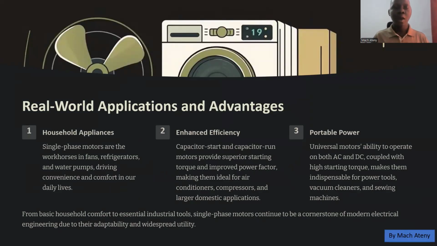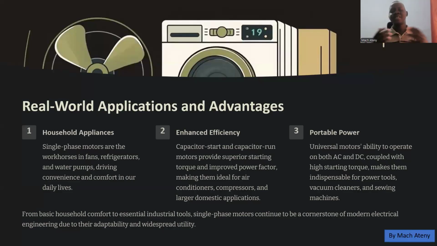The real world application and advantages. Before we talk about household appliances, we said the advantage of it in application is that they are used in common household appliances like fans, refrigerators, and water pumps, driving convenience and comfort in our daily life. All of them make our daily life very important. We're having enhanced efficiency, that is an advantage. It makes the work easy.